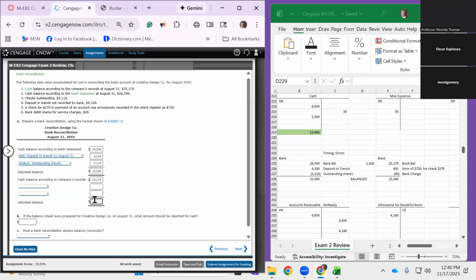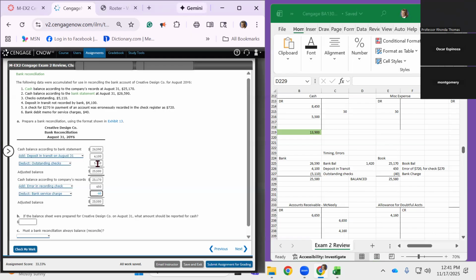Okay, well, that's going to also be the balance down here, $25,580. But we had to add back for an error. Okay, so that's a good error. I'd rather have to add cash back than take more cash out. And then a service charge is always going to be deducted. We just have to wait.